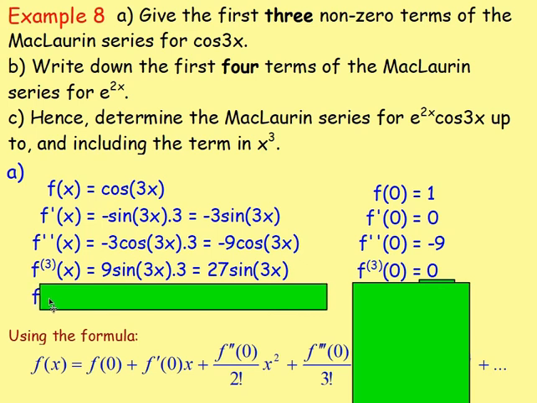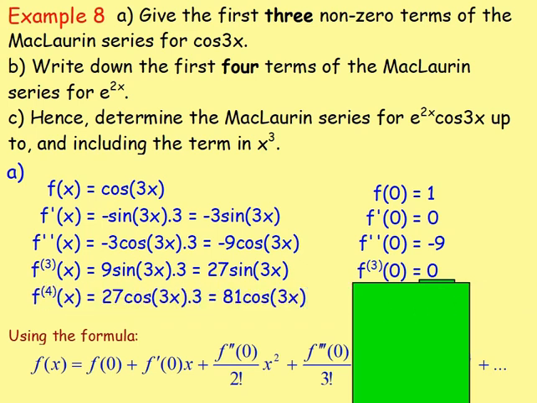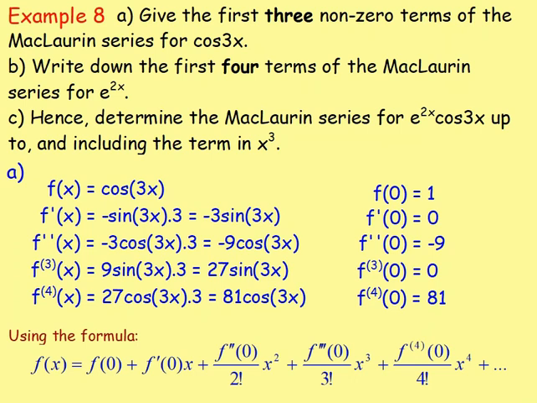So keep on differentiating, get the fourth derivative. If you get the fourth derivative, you would get 27 cos 3x multiplied by 3, which gives you 81 cos 3x. Replace x with 0, so 81 times cos of 0 is just going to be 81 times 1, which is 81. You can now use this formula here, so you can replace f of 0, f dash 0, and so on.